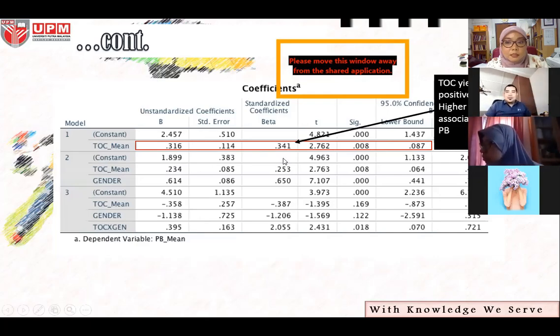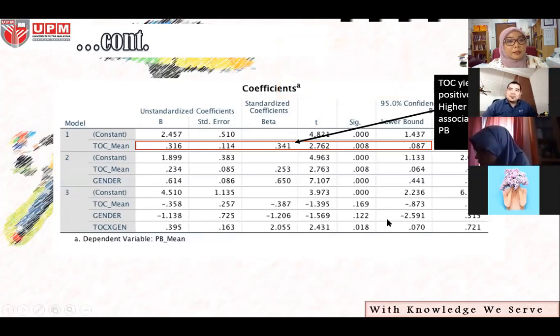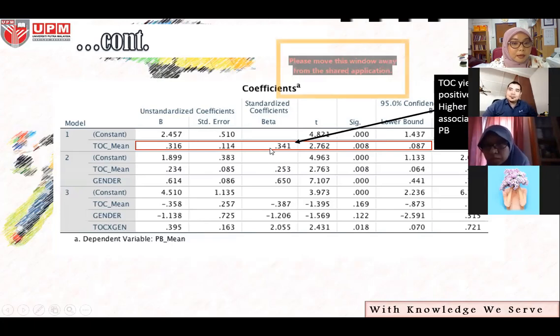Okay, in which it gives us a significant positive beta. So the beta here is positive 0.341, which means higher task-oriented coping was associated with higher PB. Because the value indicates there is a positive relationship. The higher the task-oriented coping, the higher the PB.